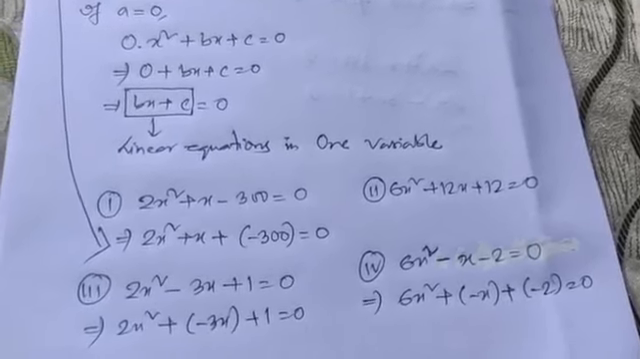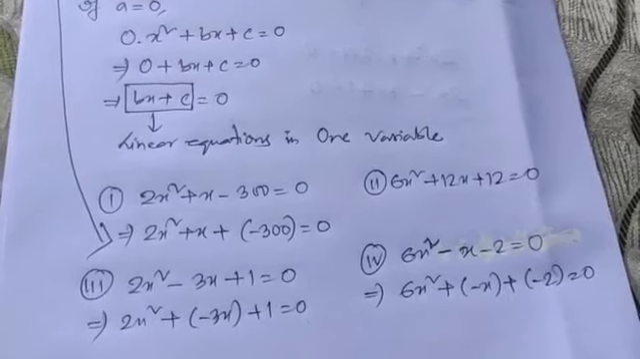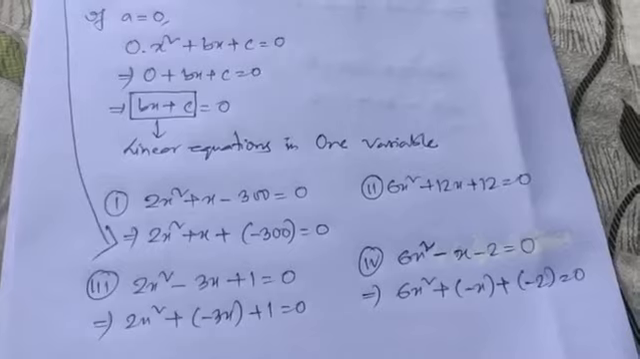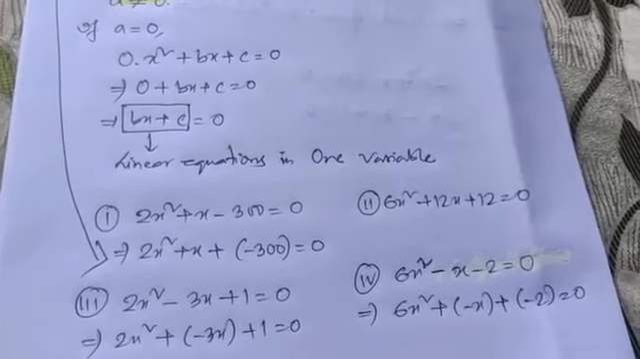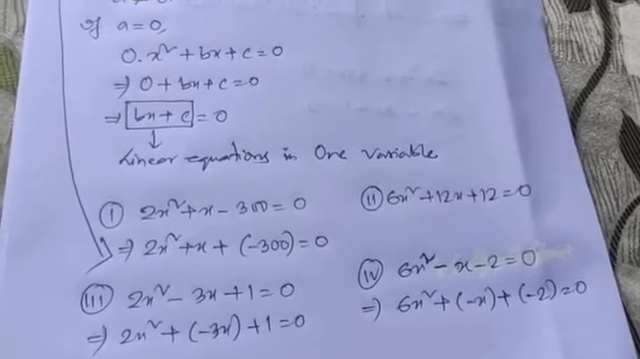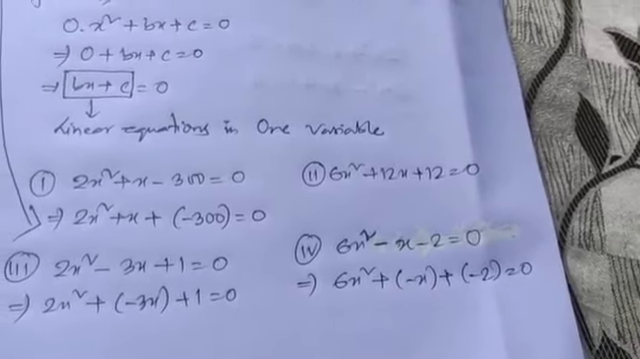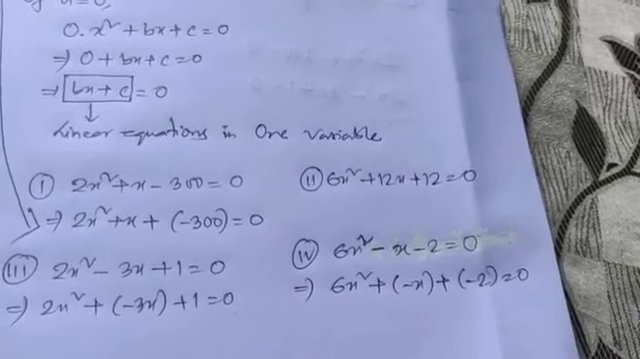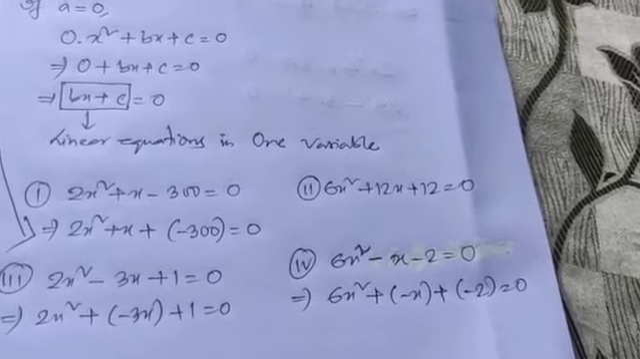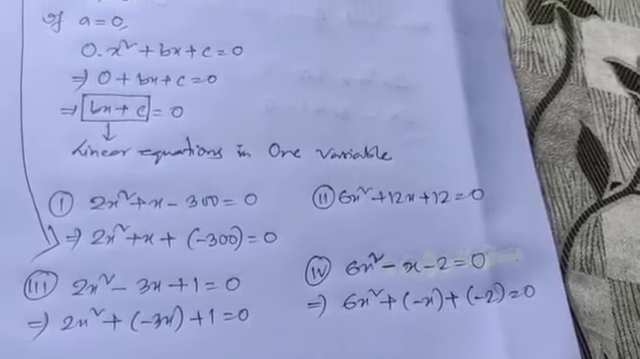Now equation 3, 2x squared minus 3x plus 1 equal to 0. Here in our second term the sign is minus, but according to the standard form we have plus there. So what we can do, 2x squared plus, then we'll take that minus with that term, plus 1 equal to 0. Then equation 4, 6x squared minus x minus 2 equal to 0. According to our standard form we don't have any minus, so what we can do here, 6x squared plus, then that minus we will take with x, plus again that minus we will take with 2 equal to 0.